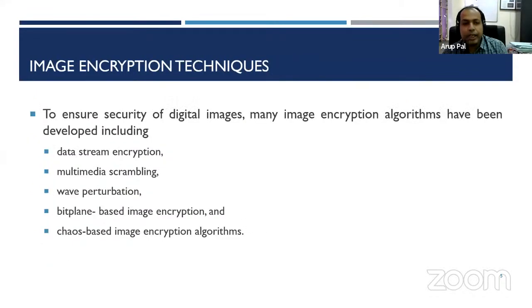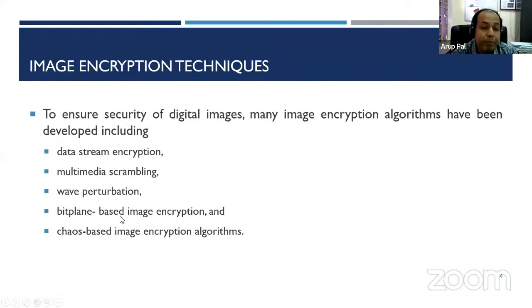Here, different kinds of techniques are used for enciphering image data. It may be data stream encryption, or multimedia scrambling, that means you can scramble the content. Or perturbation, where we transform the image into another domain, like the DCT or DWT, discrete transforms, and there we change the coefficient values. That is one of the ways.